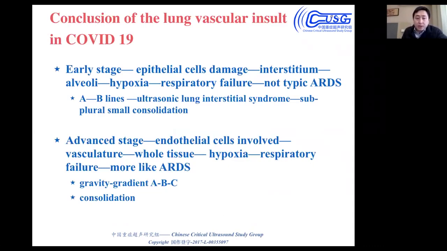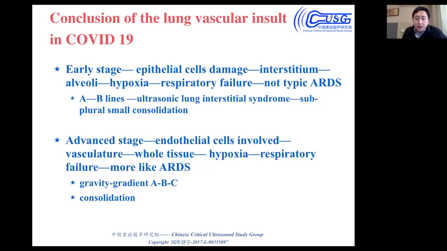So in the early stage, if we perform lung ultrasound on the patient, because of the epithelial cell damage and the heavily damaged interstitium with increased water in the interstitial tissues of the lung, we find B lines and an ultrasonic interstitial syndrome, and we find small subpleural consolidations, which correspond with the biopsy in the early stage.